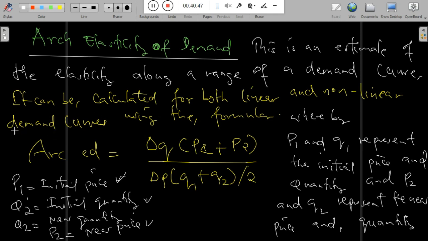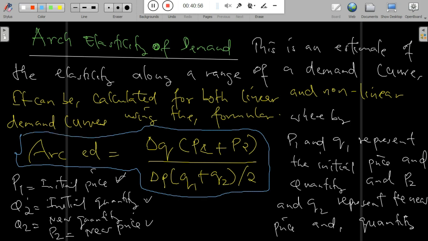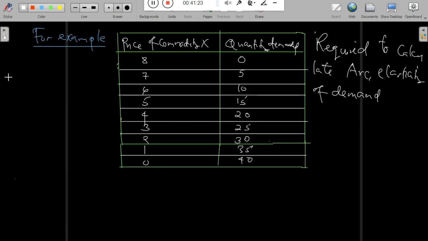Let's look at more examples of how we can calculate it. Let's consider the following table. Remember, the common formula for arc elasticity of demand is the change of Q times P1 plus P2, divided by the change of price times Q1 plus Q2, then divided by 2. When we apply this formula, we are capable of solving for the arc elasticity of demand. For example, we are given the data from the table below. We have the price of commodity X, from 8 down to 0, and the quantity demanded, starting from 0 up to 40.